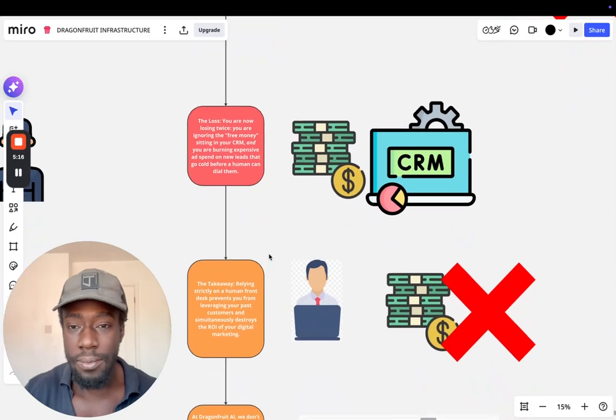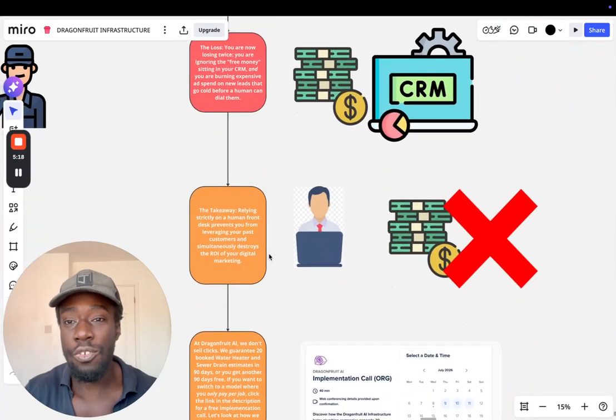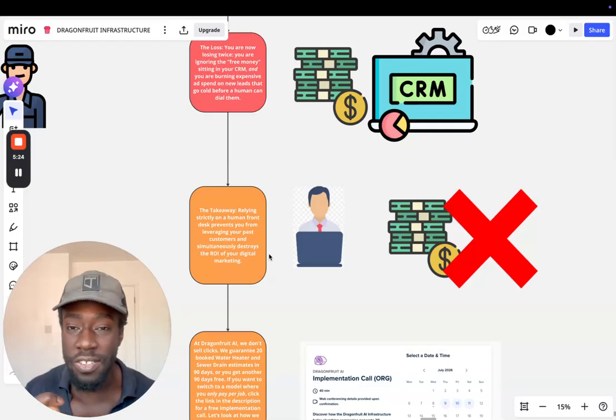So pretty much the takeaway is that relying strictly on a human front desk prevents you from leveraging your past customers and simultaneously destroys the ROI of your marketing.